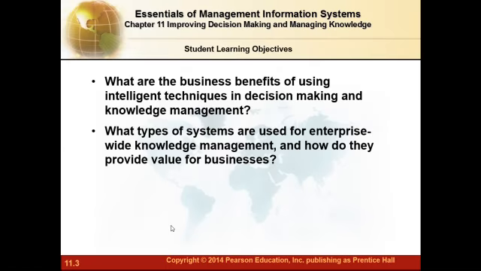These are the student learning objectives not yet covered. Fourth, what are the business benefits of using intelligent techniques in decision making and knowledge management? And then, what types of systems are used for enterprise-wide knowledge management, and how do they provide value for business? Okay, we look at them one by one.